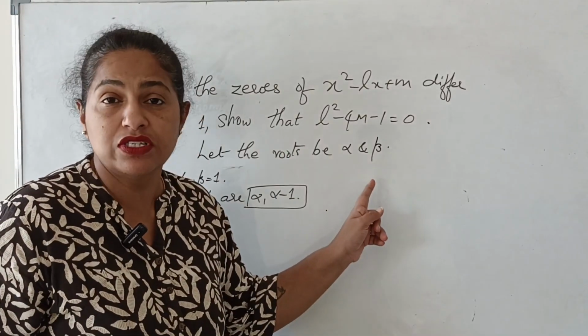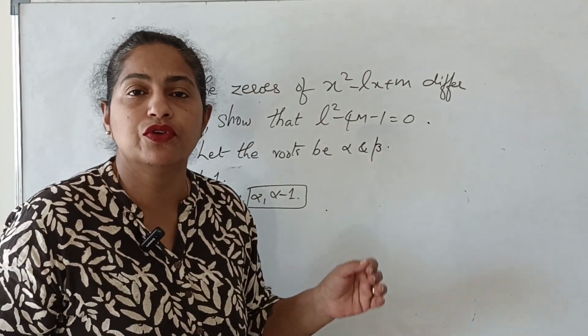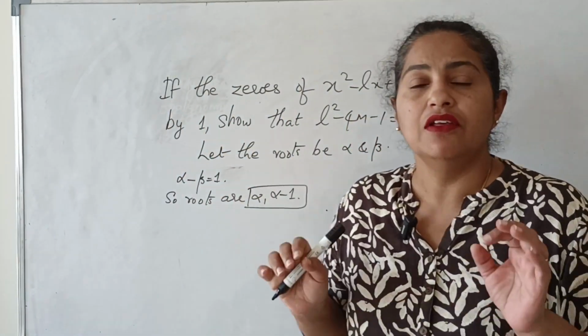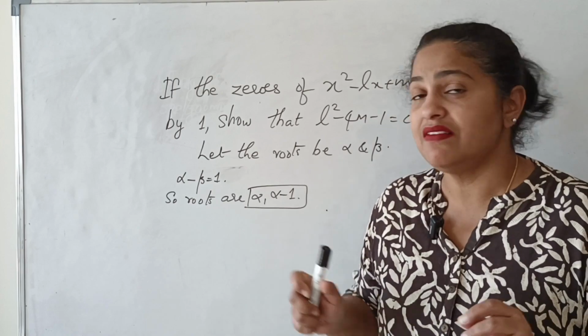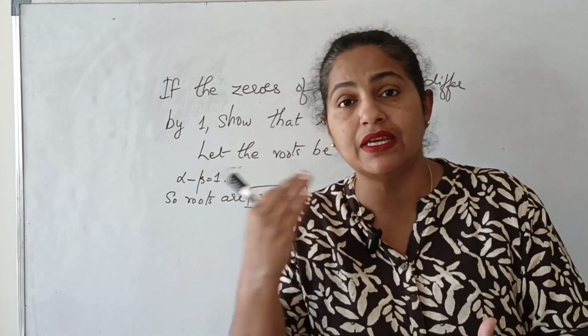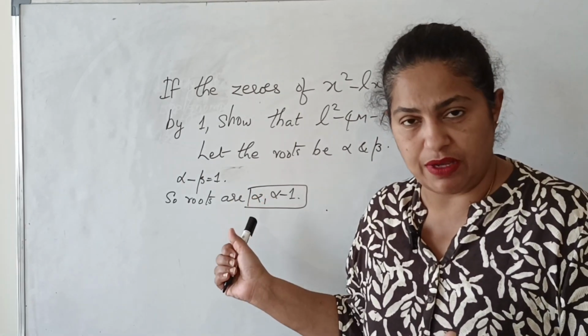Okay. Now, let us try to find out the sum and the product of the roots of this particular polynomial and the relationship with the zeros. I am taking the roots as alpha and beta as I told you. You know the difference between the roots is given to be 1. So, alpha minus beta is 1. So, what is beta from this? Beta is equal to alpha minus 1. So, now my roots alpha and beta have become alpha and alpha minus 1.